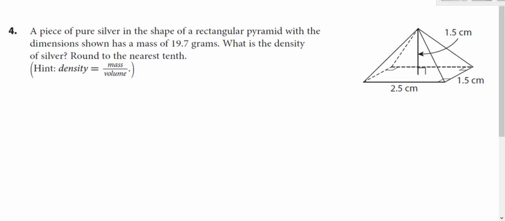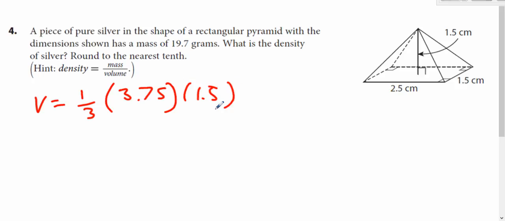Here's a silver rectangular pyramid. Let's find the volume. 2.5 times 1.5. The height is 1.5. The area of the base is 2.5 times 1.5, which is 3.75, times the height, which is 1.5, and then divided by 3 because it's a pyramid. 1.875 cubic centimeters.